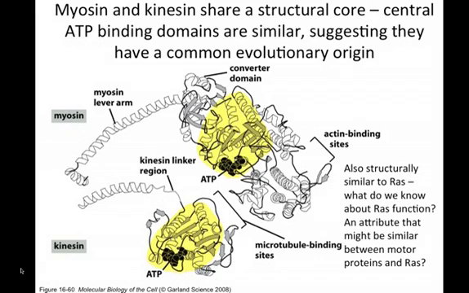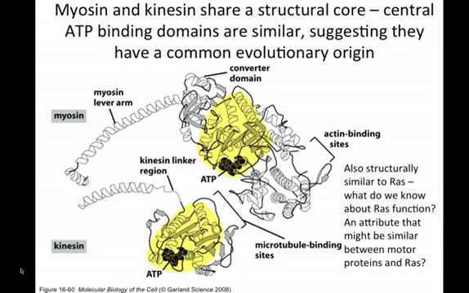So myosin and kinesin, like I said, have similar structure. They both have the same structural core. They have this central ATP binding domain. So here again, we're talking domains. Hopefully everyone really understands domains at this point, right? One protein, this ATP binding domain, there's your ATP, there's your ATP, and they're similar. And they also have this lever arm.